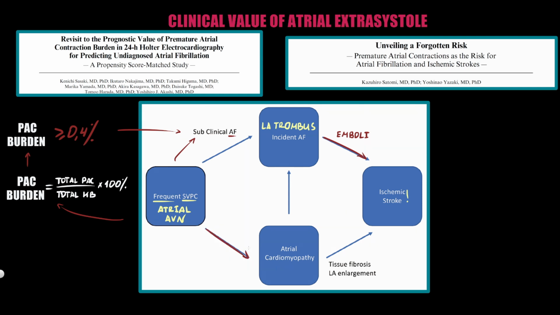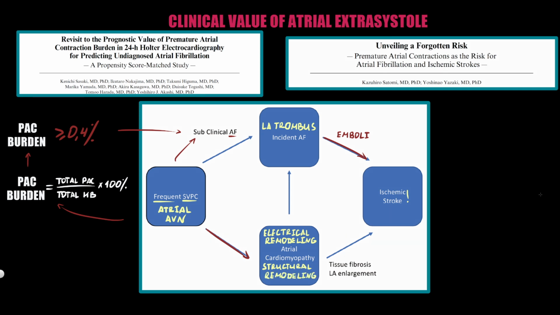On the other hand, atrial extrasystole leads to electrical changes in atrial tissue, called electrical remodeling, and structural changes, called structural remodeling. Both of them favor atrial fibrillation formation, embolization, and strokes, and lead to tissue fibrosis and left atrium enlargement.